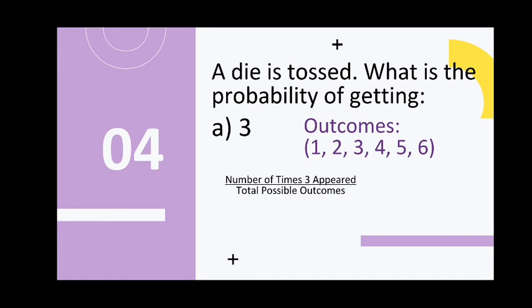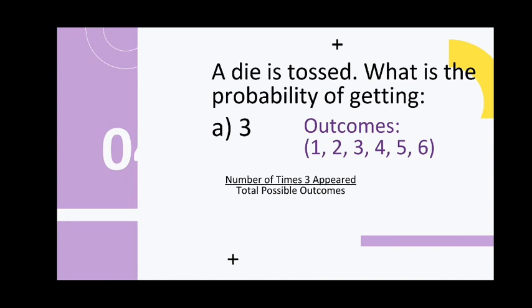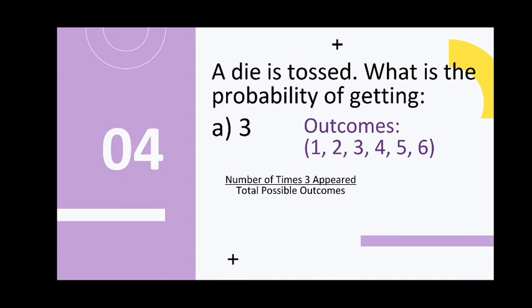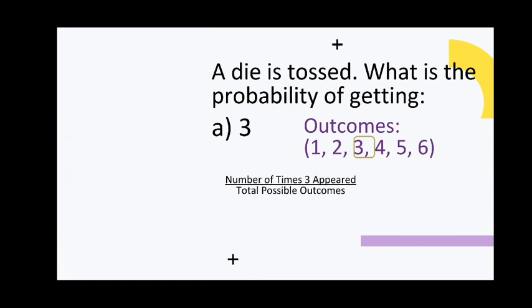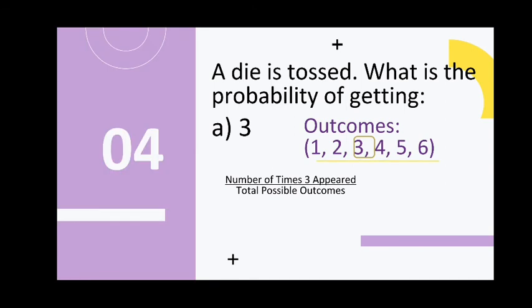Numbers 1, 2, 3, 4, 5, and 6. Now, based dun sa outcomes, ilang beses nag-appear ang number 3? Yan. So, once lang. Out of 6 total possible outcomes. Now, therefore, the probability of getting a number 3 is equal to 1 over 6. So, ang 1 over 6 ay naka-lowest term na. So, that is our final answer.